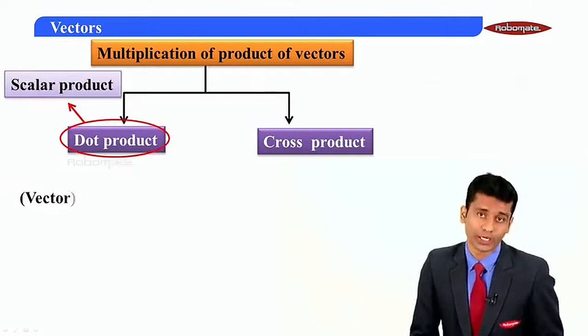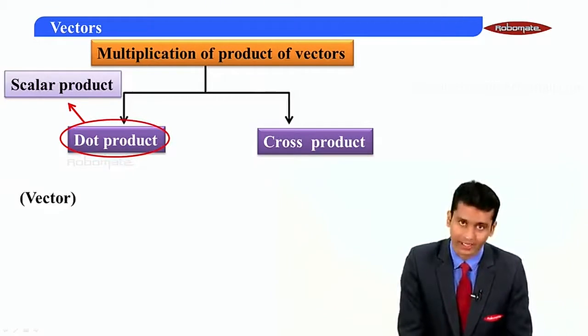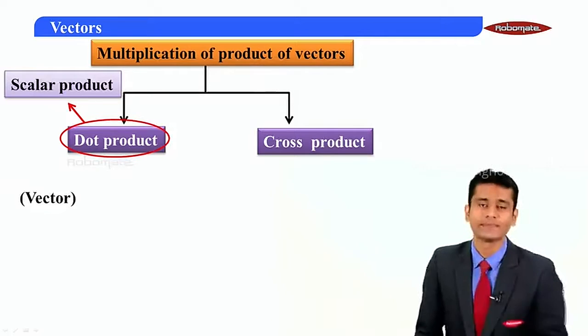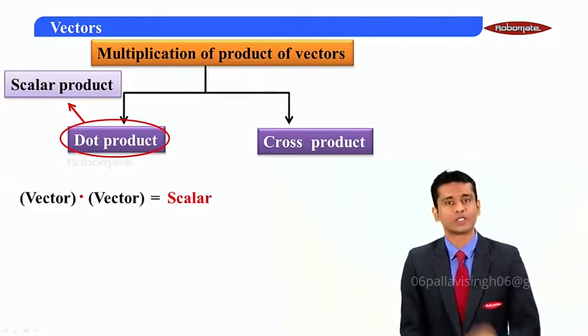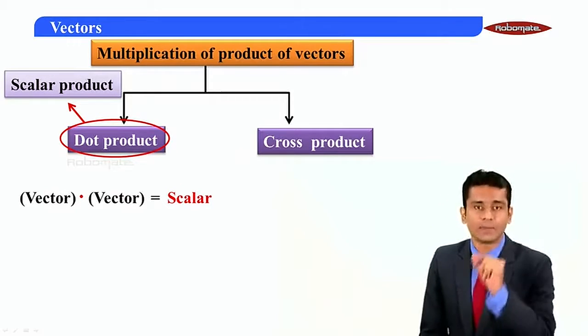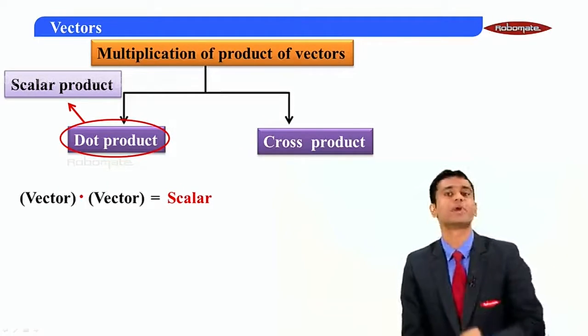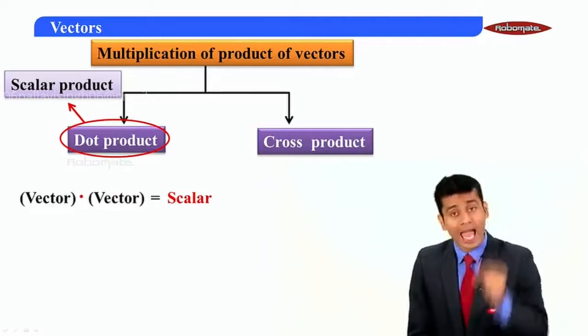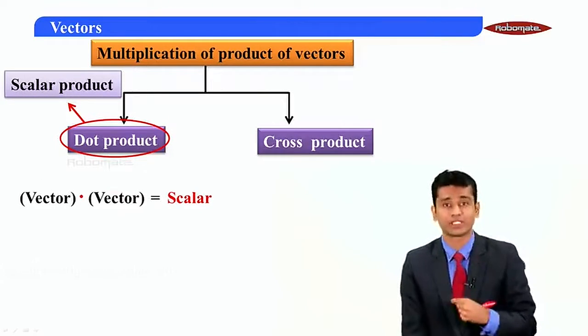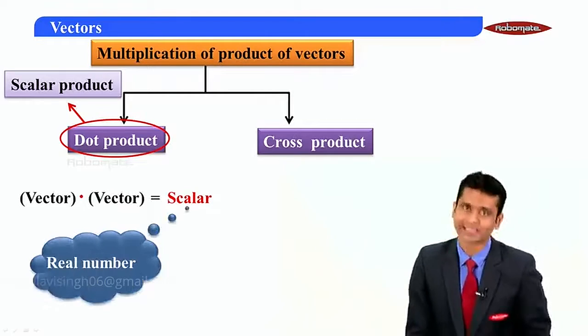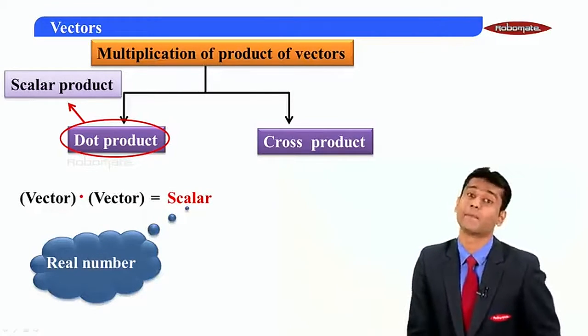Now what is dot product? Dot product, another name is scalar product. But what is it? Let's see. Vector dot vector gives you scalar. Yes, you understood very clearly that here the multiplication symbol is given by dot. That's why the name dot product. And the answer which we get is scalar, a number. That's why the other name for this is scalar product. Yes, here we get the answer as a real number.